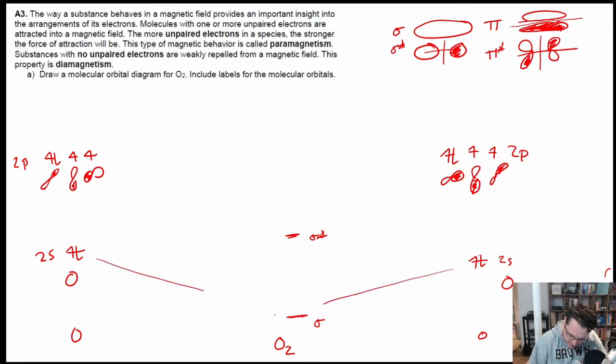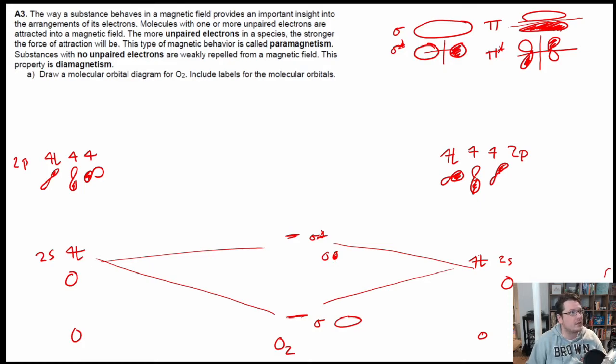And I'm just going to draw lines to indicate where everything is coming from. And so those are done. This is the sigma bonding, and this is the sigma antibonding right there. Just drawing what they look like.